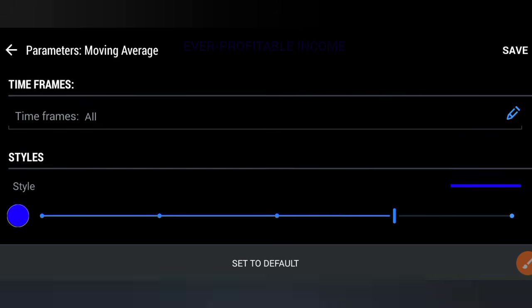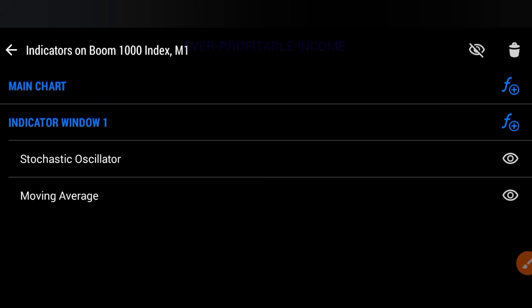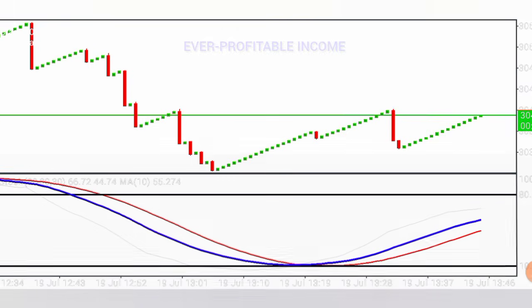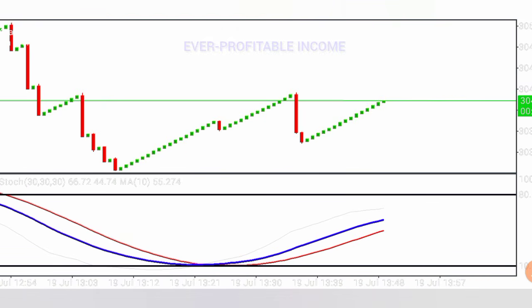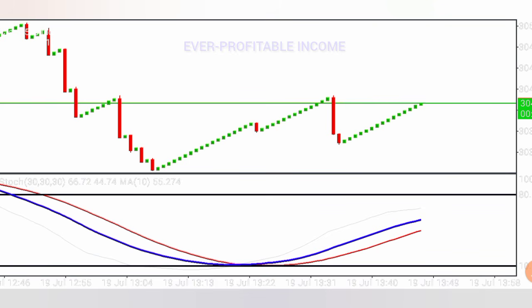There are no levels. Then you choose your style color to be any color of your choice, or you choose my color, which is blue, and then you click on save. So this is the setting of this indicator. Now let's look at how to use this indicator trading the crash indices. So this is Crash 500. You can see that the indicator also works. Can you see that?